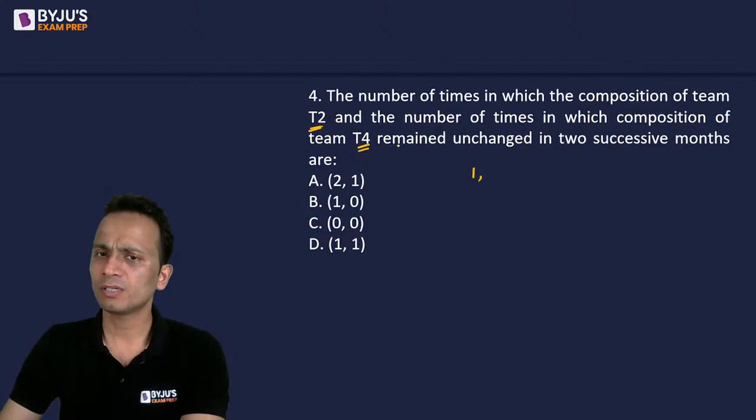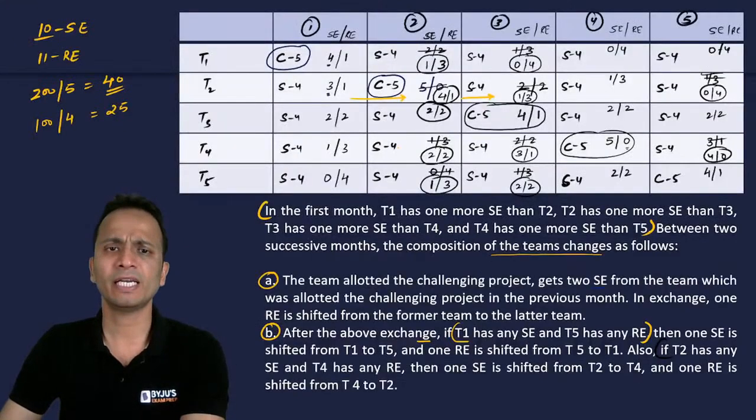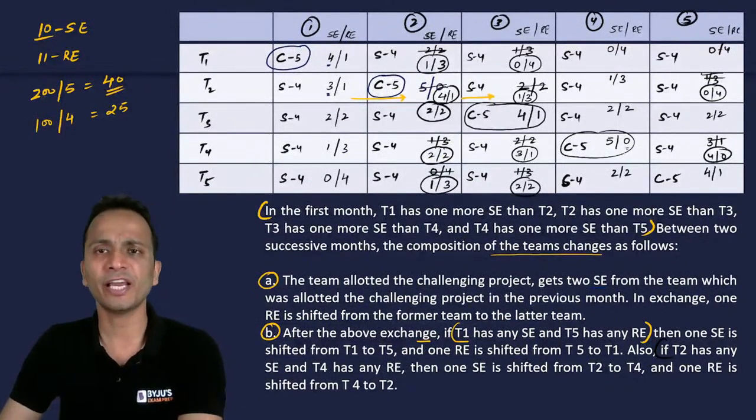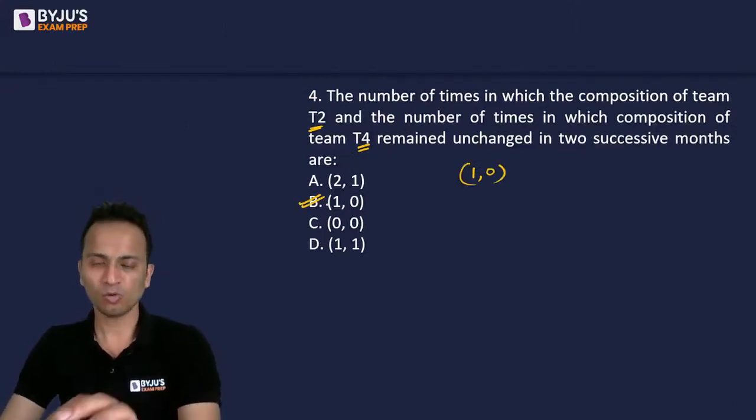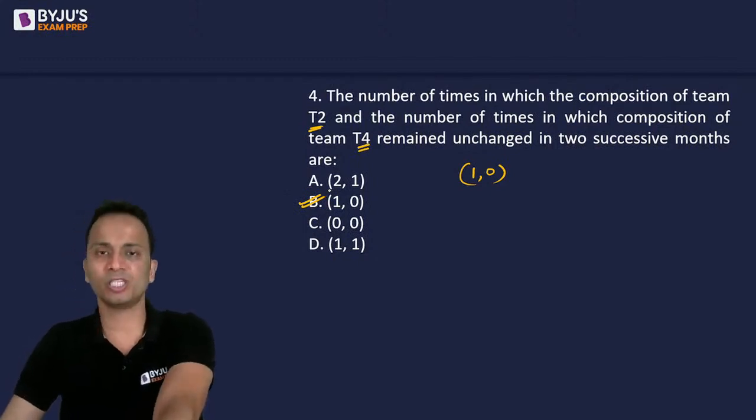For T4, let's see when it has remained unchanged. So 1 to 2 it has changed, change, change, change. It has changed in every month. Okay, so it will be 0. So 1, 0, answer will be option B for this question.